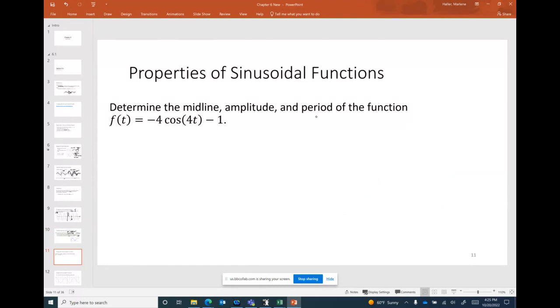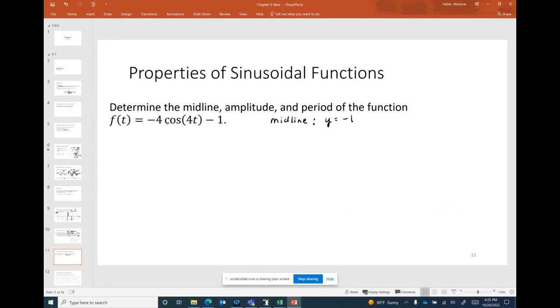Let's see if we can determine the midline, amplitude and period of this function that's given here. F of t equals -4 times the cosine of 4t minus 1. All right, let's start with the midline. It's a nice one to start with. The midline here relates to what we're adding or subtracting at the end, right? We have our standard form, it's the k. So the midline is going to be y equals -1. The line y equals -1.